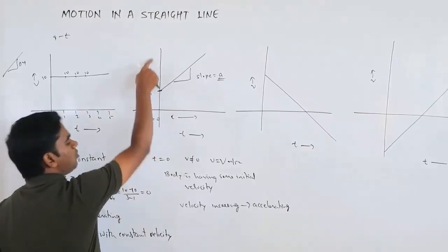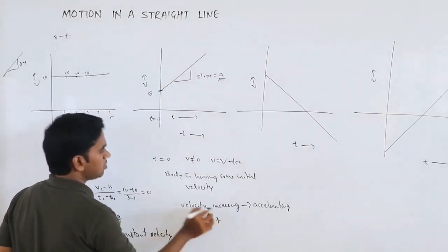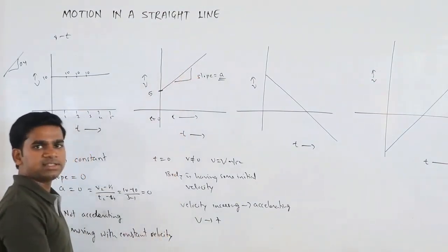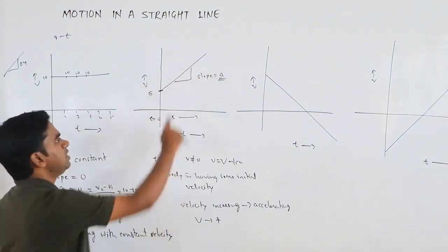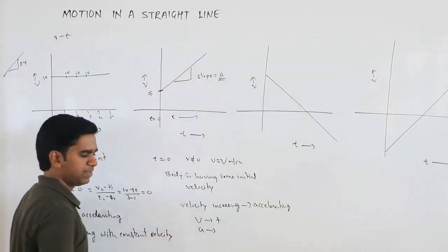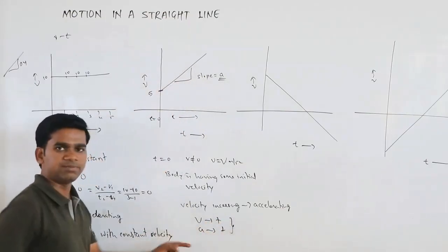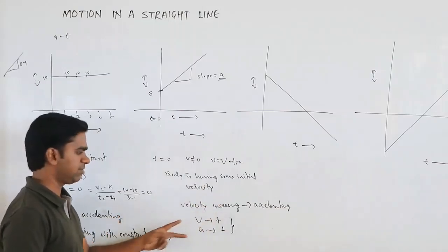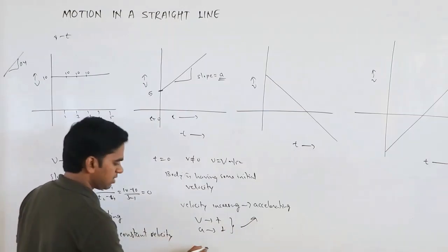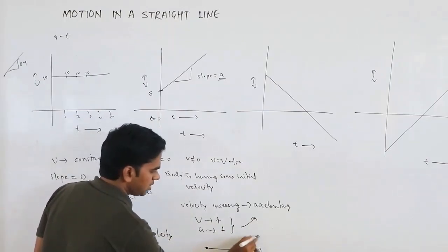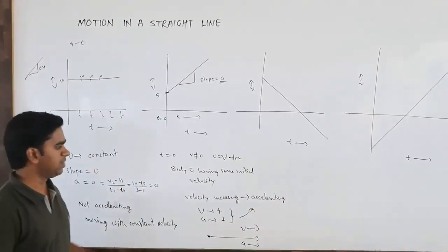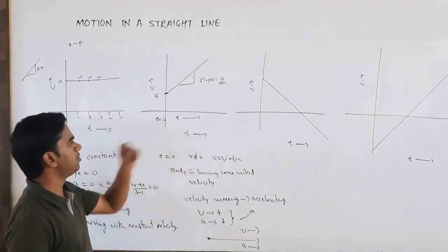So how can you say the body is accelerating? V is positive. What about a? In the last discussion we have seen this graph. If this is so, you will get this also positive, so a is also positive. If both are of the same sign, as we discussed, the body is accelerating. V is in this direction, and a is also in the positive x direction. This is very important from this graph.